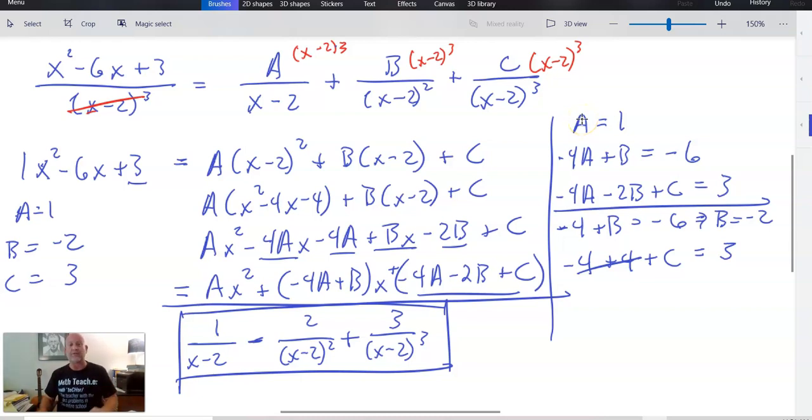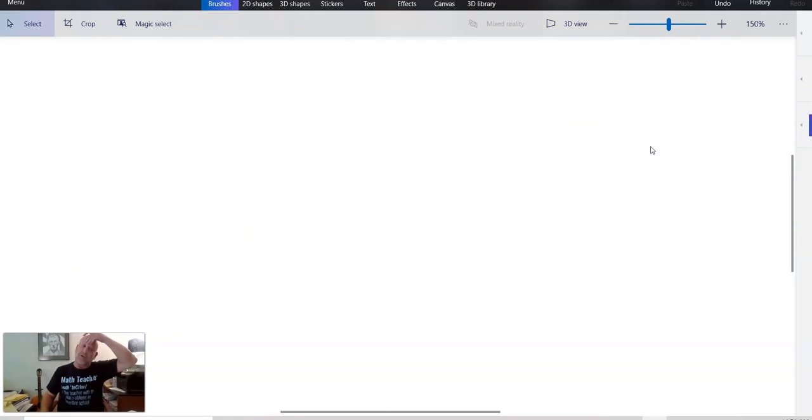Okay, so that's what happens when you have a factor that shows up more than once. Let's look at the next case now. For the next case, I'm going to use a quadratic factor because I think that's what your homework is focusing on. But keep in mind what I said about higher powers: the numerator is always going to be 1 power lower than whatever the denominator is.